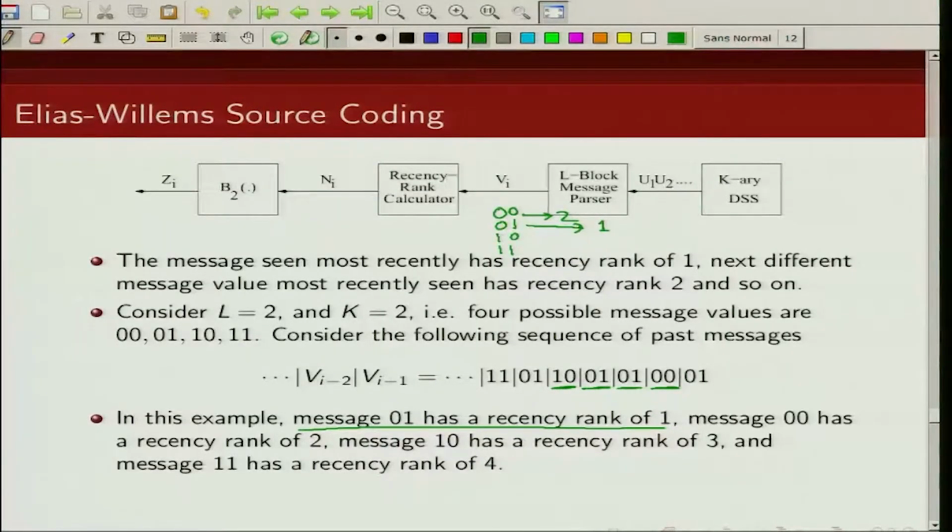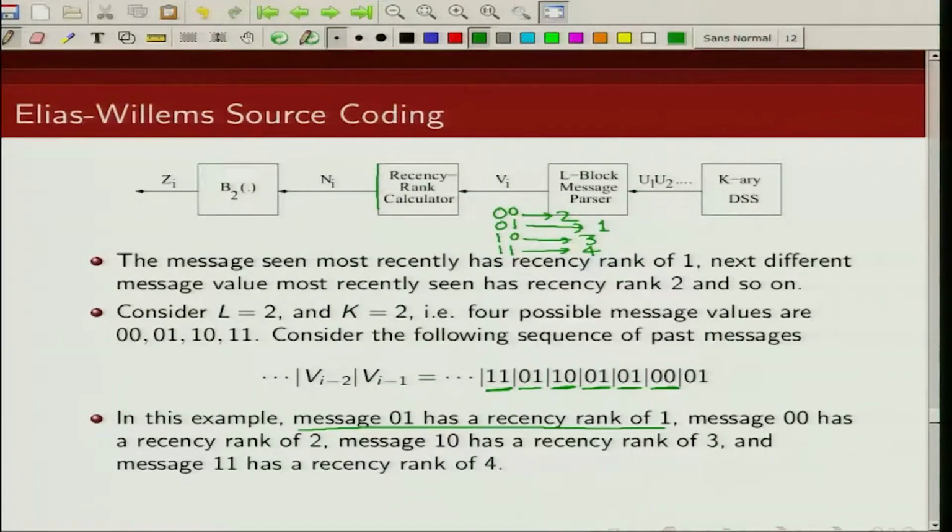Next sequence that we see is 1, 0. So this will have a recency rank of 3. And then you have 1, 1. So this will have the recency rank of 4. Okay. So this is how we are assigning a recency rank.